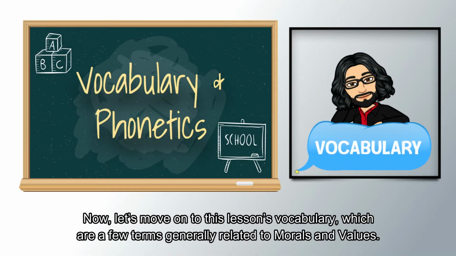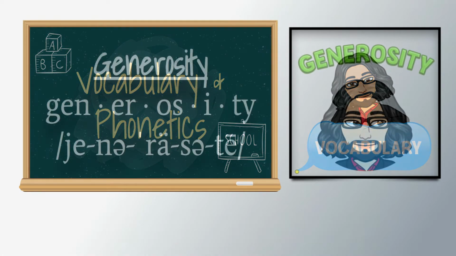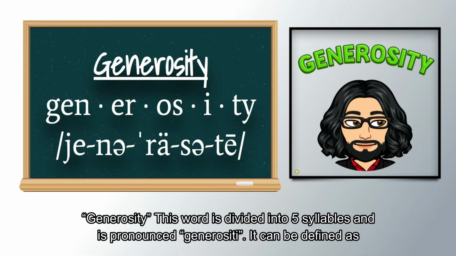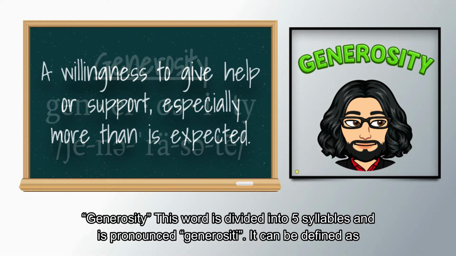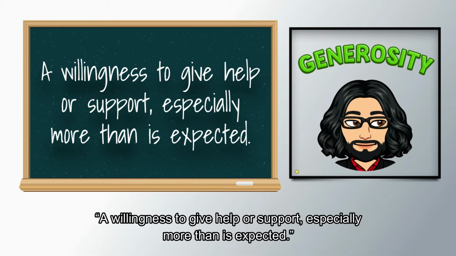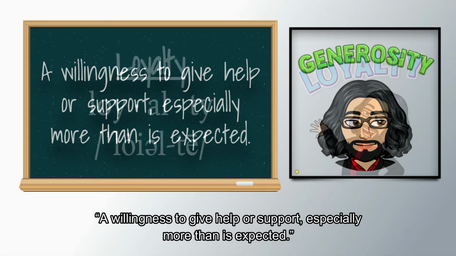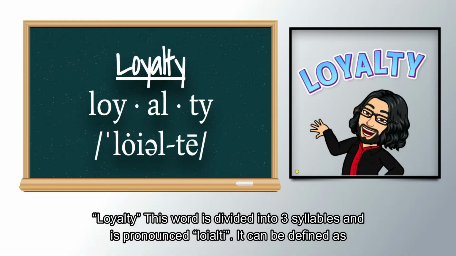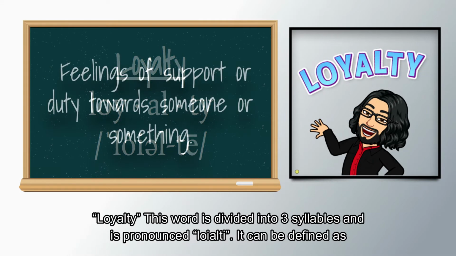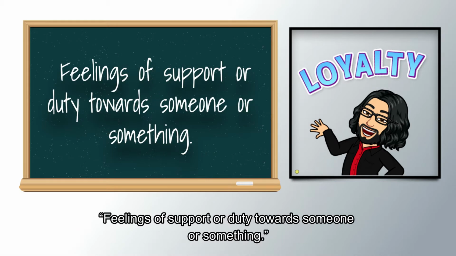Now let's move on to this lesson's vocabulary, which are a few terms generally related to morals and values. Generosity. This word is divided into 5 syllables. It can be defined as a willingness to give help or support, especially more than is expected. Loyalty. This word is divided into 3 syllables. It can be defined as feelings of support or duty towards someone or something.